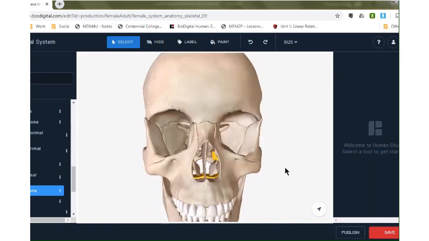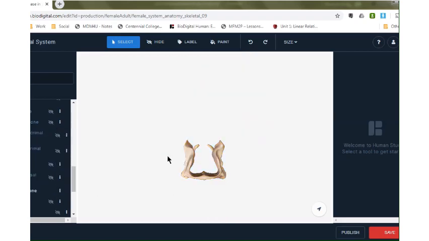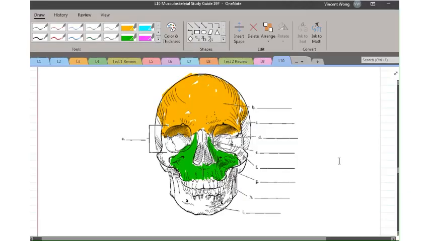Okay, so let me try to isolate the palatine bone for you. There it is. You can see it's kind of like a U shape, right? And that little knob there is where it's going to help form your eye socket. Now, if you could turn to page 68 of your workbook, we can label this skull together.